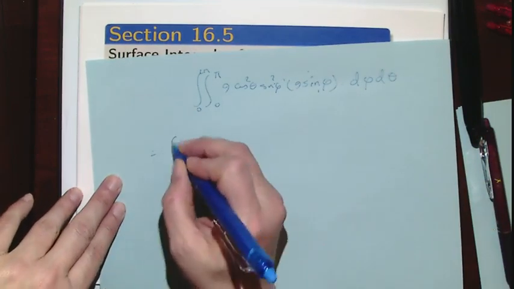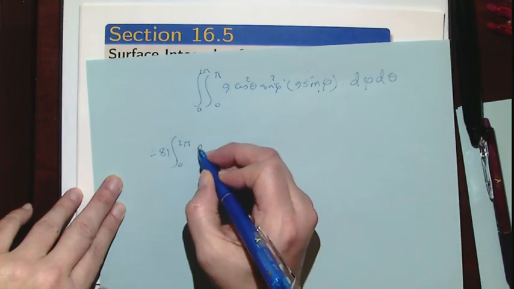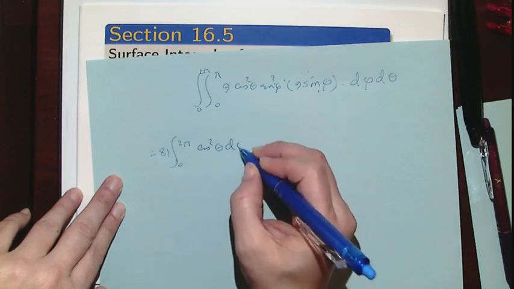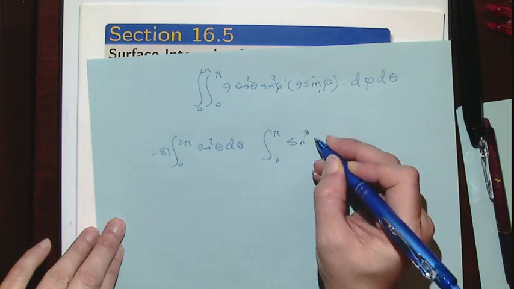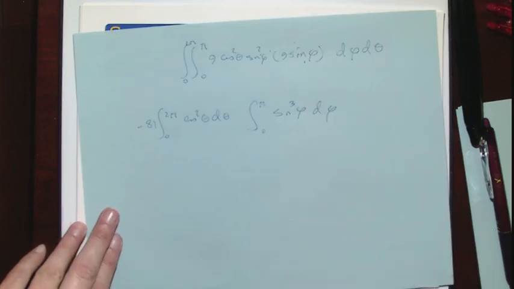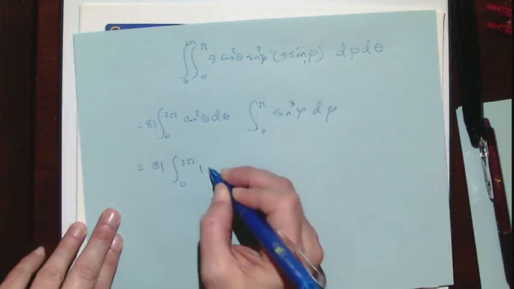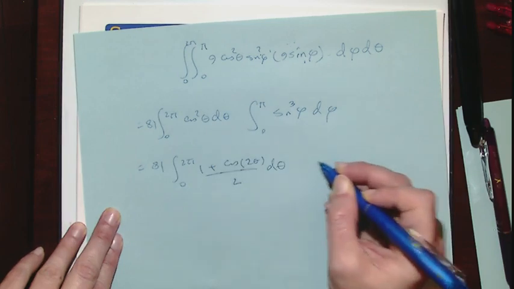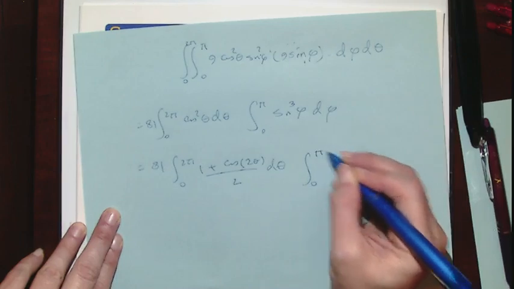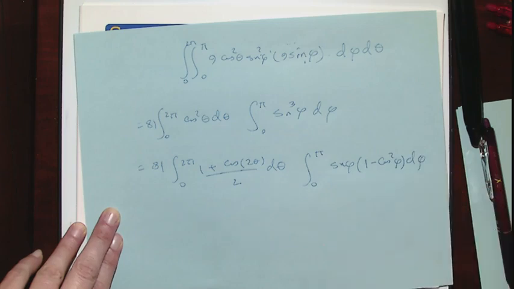Let's put all the phis together, and this is separable. I can write it as 0 to 2 pi, 9 and 9 come out as 81. And then I have cosine squared theta d theta, 0 to pi, sine cubed phi d phi. Much better. That one is this formula: 0 to 2 pi, 1 plus cosine of 2 theta divided by 2 d theta. The other one is this formula: sine of phi, 1 minus cosine squared phi d phi.